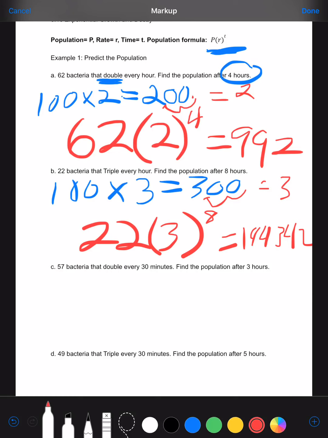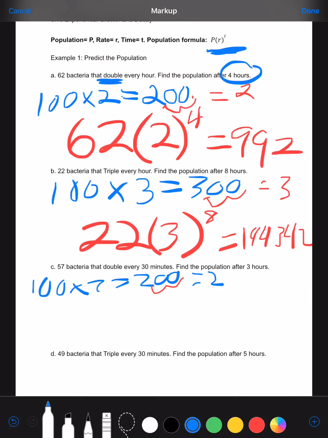Okay? So, next we're going to do C. So, in C, something's changed here. So it says 57 bacteria that double every 30 minutes. Find the population after 3 hours. So, again, we're going to start with our rate. So, 100 times 2 gives us 200. Got to move that decimal. So, we get 2 as our rate.